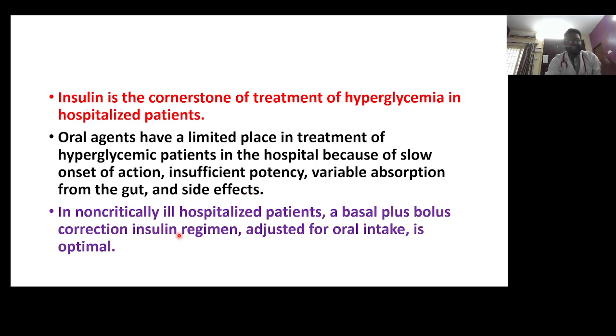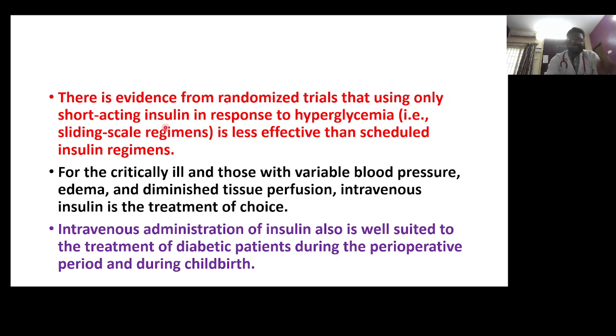In a non-critically ill hospitalized patient, what can we use? A basal plus bolus correction insulin regimen, adjusted for oral intake, is optimal. There is evidence from randomized trials that using only short-acting insulin in response to hyperglycemia, that is sliding scale regimens, is much less effective than scheduled insulin regimens.